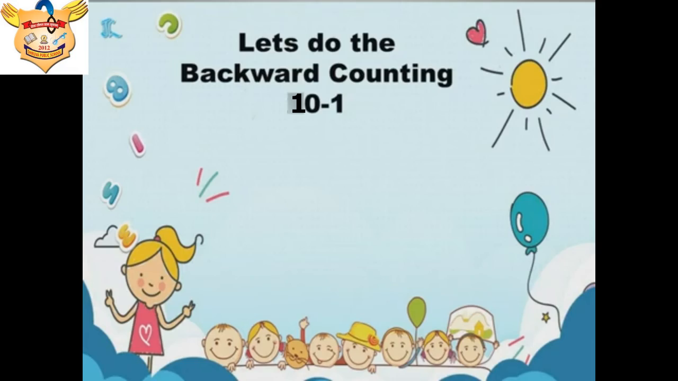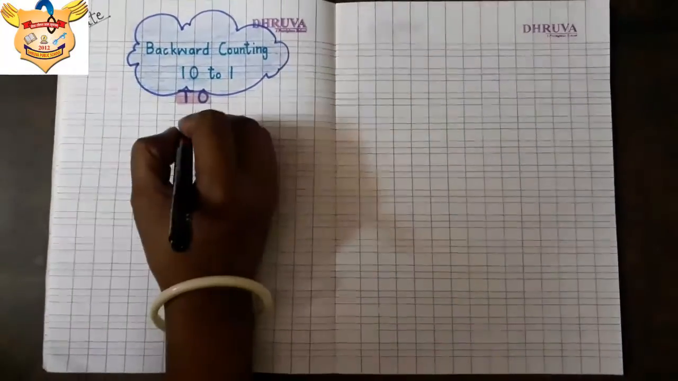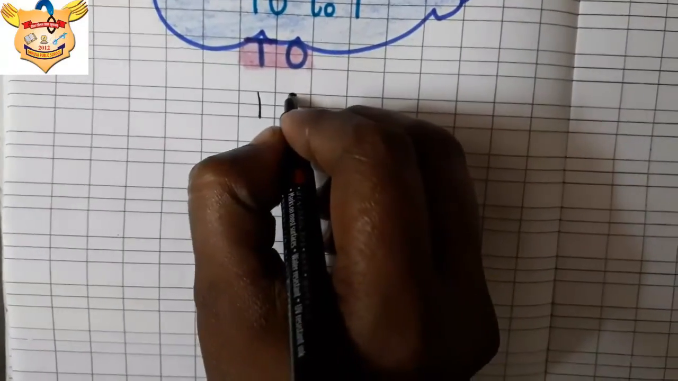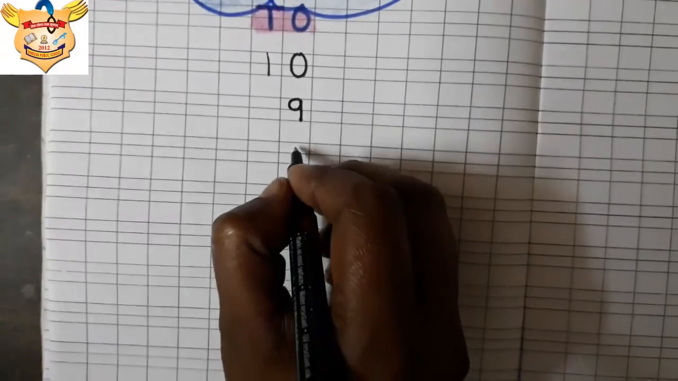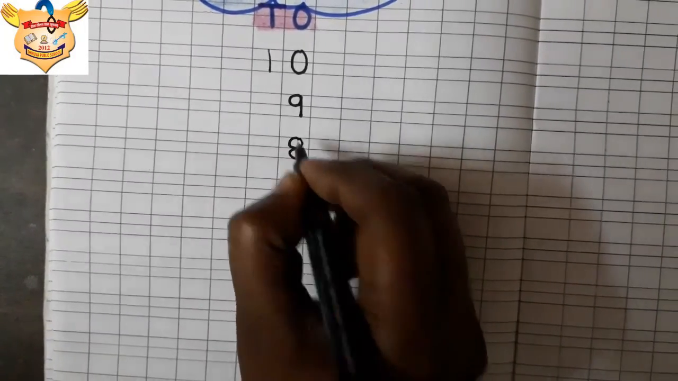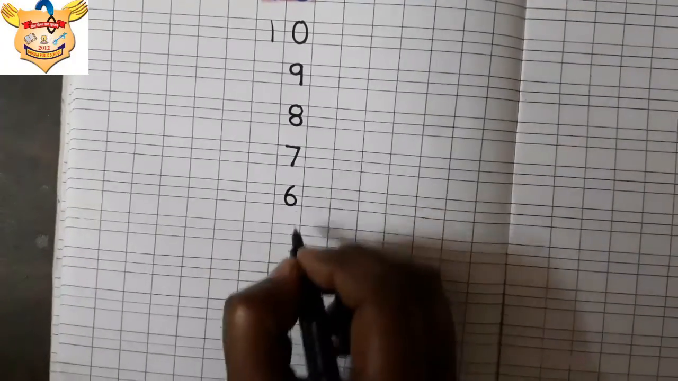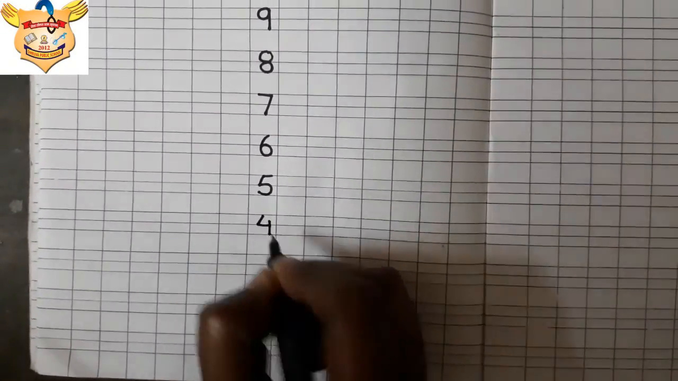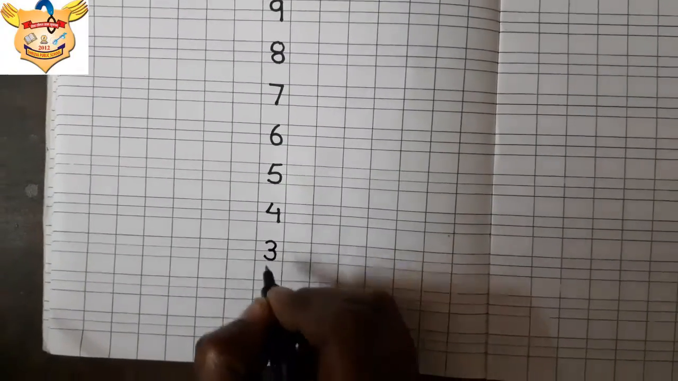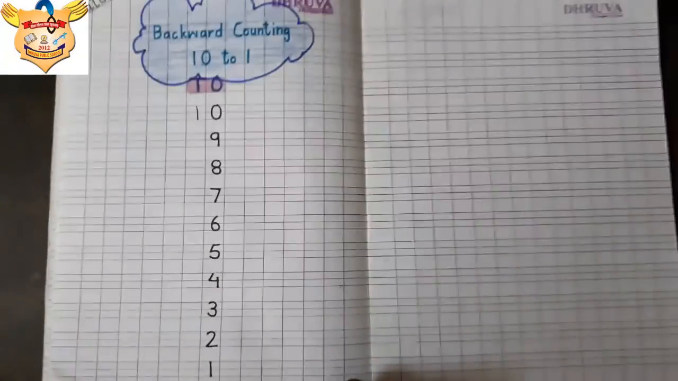Let's do it in notebook. Come with me. Let's start. 10, 9, 8, 7, 6, 5, 4, 3, 2, 1. Very good.